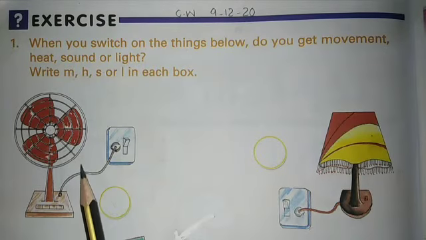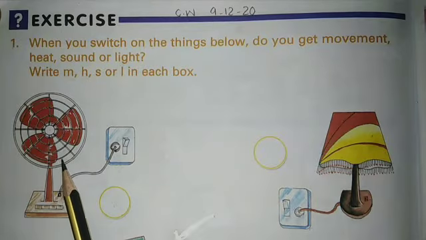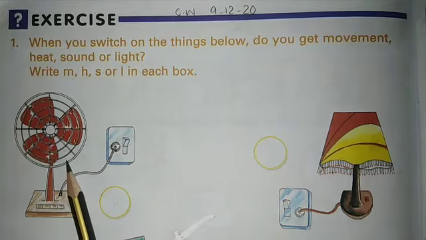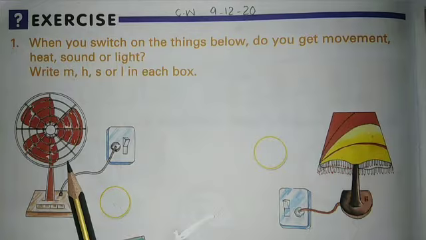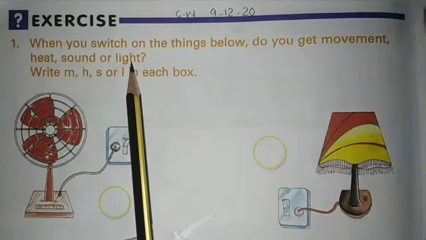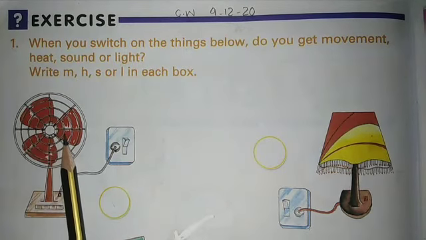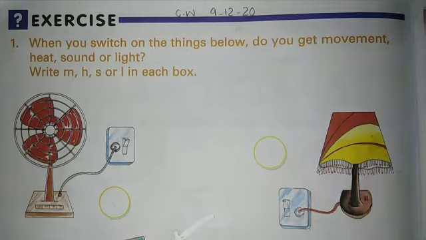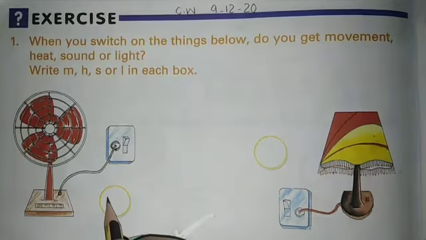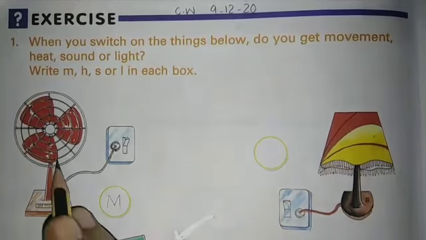So students, here are some appliances. The first appliance is the fan. When you switch on the fan, which action do you get from this fan? Movement, heat, sound or light? Obviously we get movement by this fan. So we will write M for movement in this circle. All of you will write M in this circle, M for movement.